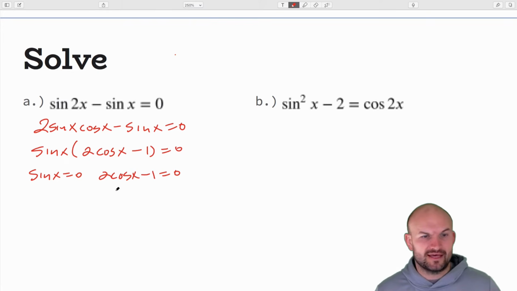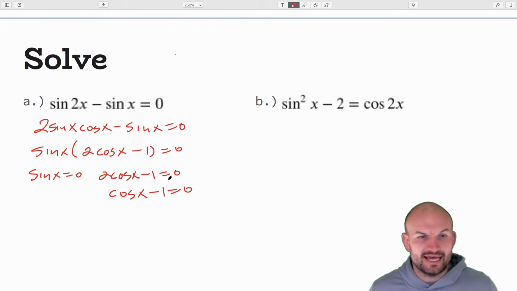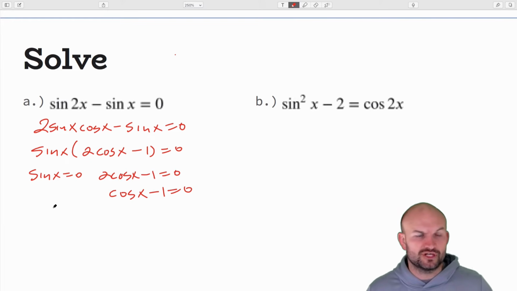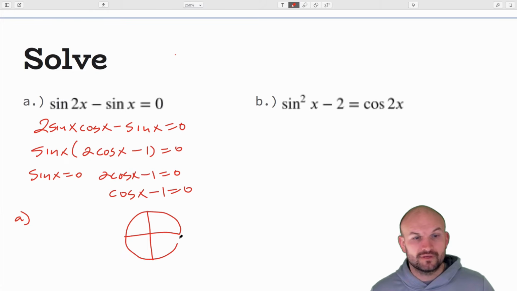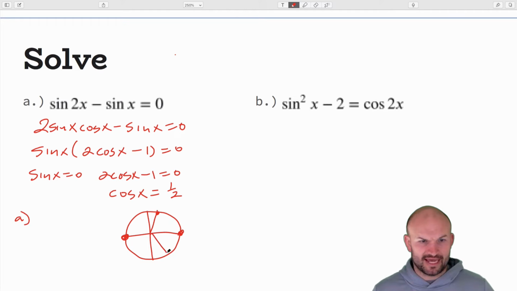Okay, and then that can equal cosine of x minus 1 is equal to 0. And now basically we just want to look at the unit circle. And again, we're going to find the values between 0 and 2 pi. So we have when sine is equal to 0. Well, sine is going to equal 0 at these 2 points. And we have when cosine is equal to 1/2. I don't know why I solved it like that. But we're looking for when cosine of x is equal to 1/2, which is going to be at pi over 3 and 5 pi over 3.